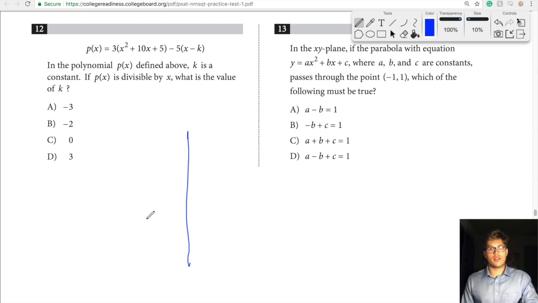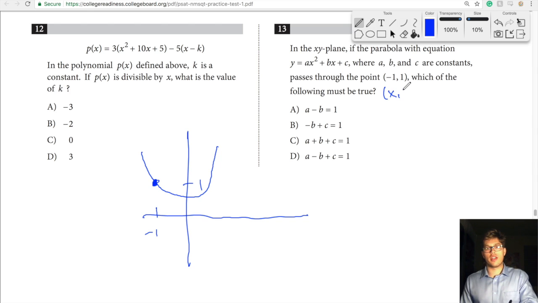Okay, so let's look. We have some equation, -1, 1. It's where a parabola passes through it. You know, this is just an example. We just know that a parabola passes through. We don't know its vertex or any of that stuff. Which of the following must also be true? So let's plug in this point. This is just a coordinate, right? This is our xy coordinate. Let's plug it into our expression.